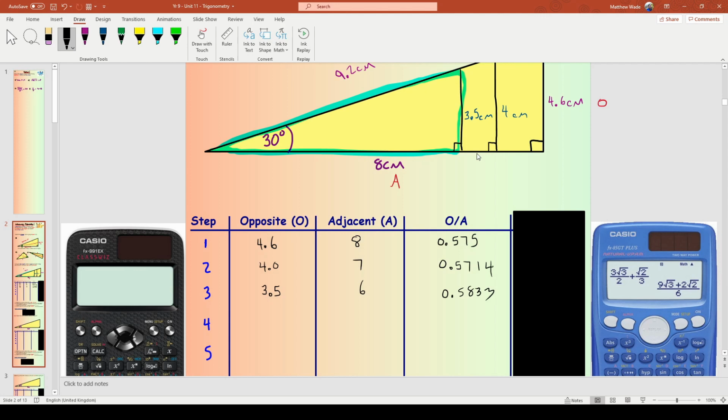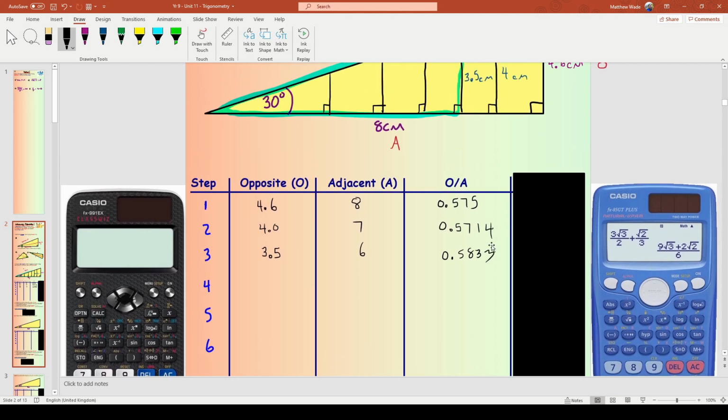Okay, what you're going to do now for step 4 and 5. For step 4, you're going to move another one in like that. So that's going to be your step 4. For step 5, you're going to put another one in like that. And for step 6, you're going to do another one in like that, and you're going to repeat the calculation.